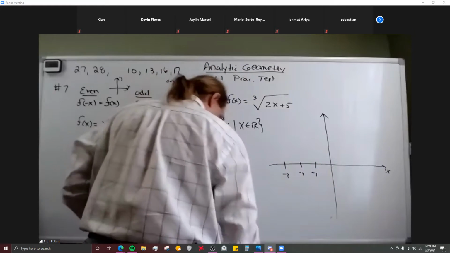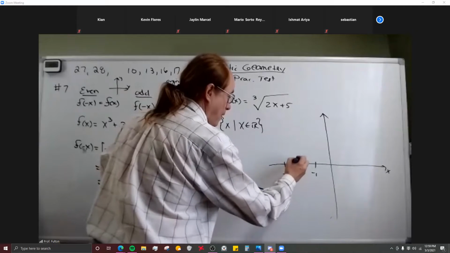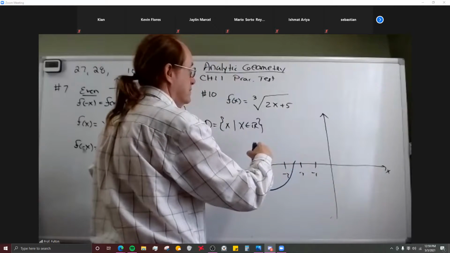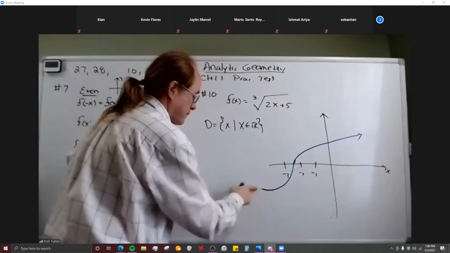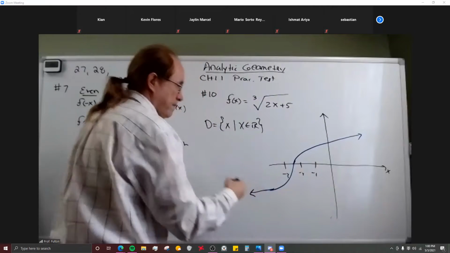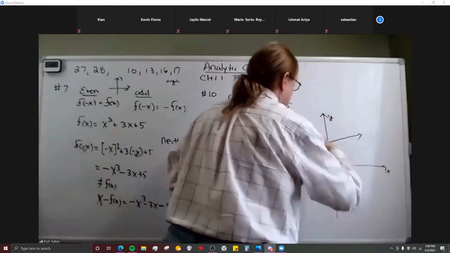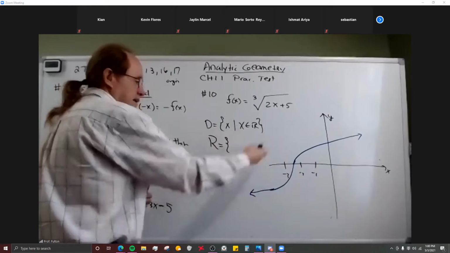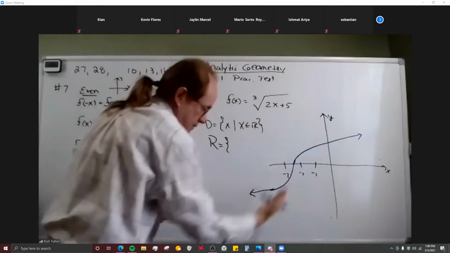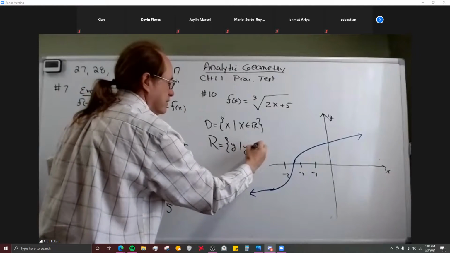So my graph of my function looks something like this. And at x equals 0, it's the cube root of 5. So this is going to look something like this, depending upon how you scale everything. You can also see the range for that. This is going to go from plus infinity all the way down to minus infinity. So y is any real number.